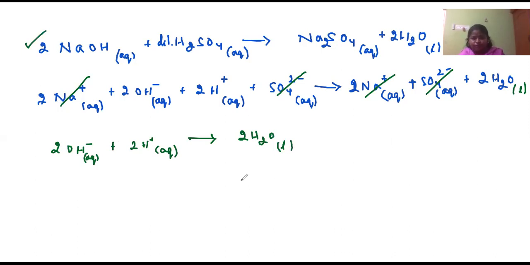So this is how we have to find it. We have to write all the ions along with the state symbols, then find the spectator ions, and then extract what is left over, and that is the ionic equation.